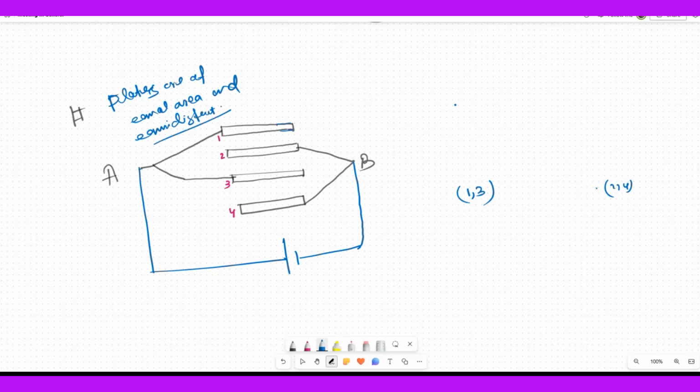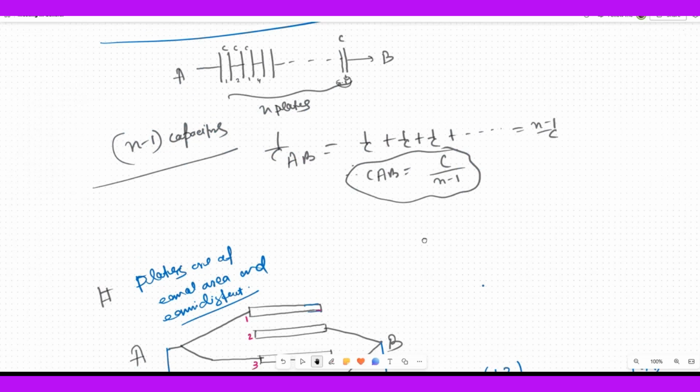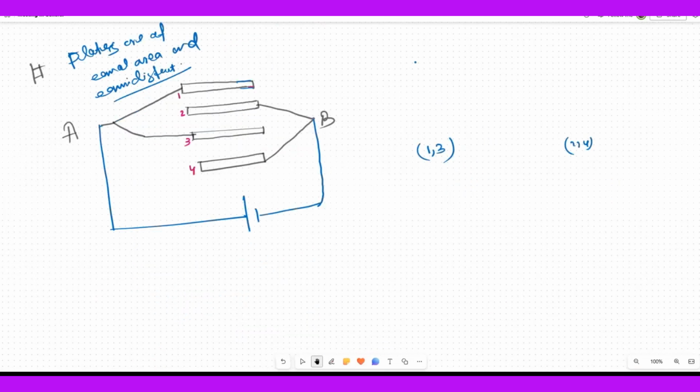Connection you have done alternately. This manner, if it continues, then I'll tell you a very special case compared to this one. If connection was made here like this, then C by n minus 1. The connection I'm going to make now, alternate plates are connected to the positive terminal. Okay, let me solve this problem first. Between 1 and 2, this will get positive charge. You can see in the diagram. This will get negative. This is positive, and this is negative.